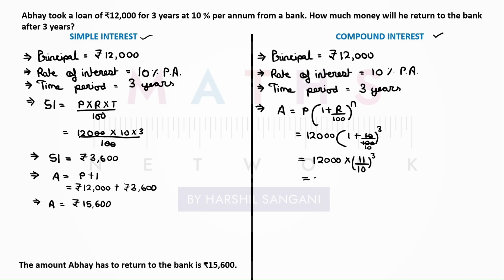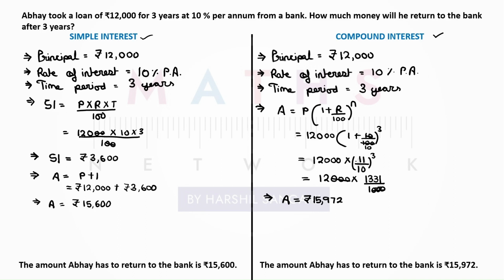Now we open up this cube and we have 12,000 multiplied by 1331 upon 1000. Here these 3 zeros get cancelled out with these 3, and thus the final amount that we will get is rupees 15,972. So now in the statement we can write that the amount Abhay has to return to the bank is rupees 15,972.